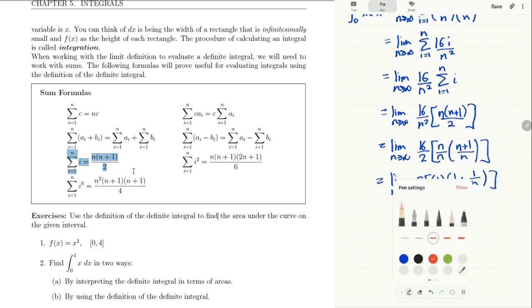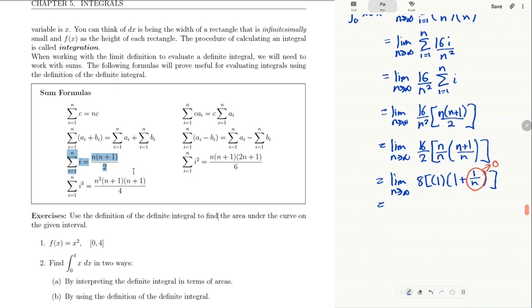And now we'll let n go to infinity. And as n gets very large, 1 over n goes to 0. And so this becomes 8 times 1 times 1 plus 0, which gives us 8 square units, as we had from before.